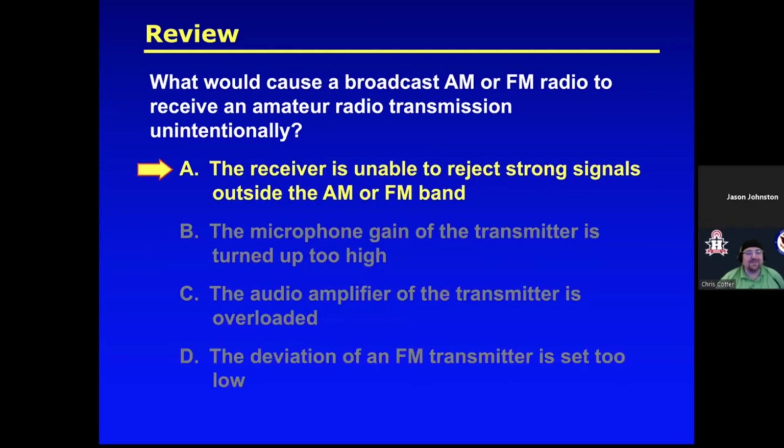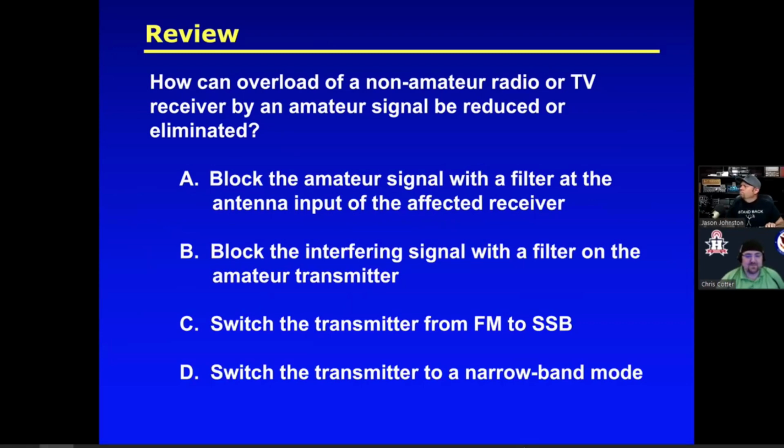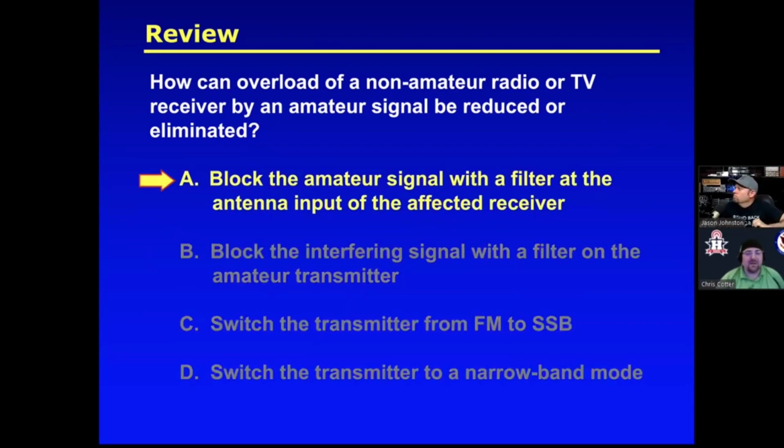What would cause a broadcast AM or FM radio to receive an amateur radio transmission unintentionally? It's going to be the receiver is unable to reject strong signals outside the AM or FM band. How can overload of a non-amateur radio or TV receiver by an amateur signal be reduced or eliminated? Going to be A, block the amateur signal with a filter at the antenna input of the receiver. That's if your transmission is causing interference on your neighbor's TV.